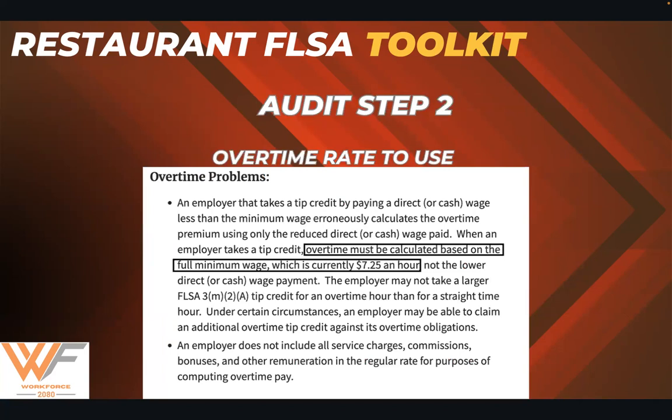Now, just to be clear here, the Fair Labor Standards Act is very clear in what you must use to calculate overtime. They said overtime must be calculated based on the full minimum wage. So if it's going off the federal, it's $7.25 an hour. If you're in a state that pays $11 an hour, you must look at that rate when you're trying to figure out what the overtime premium rate is.